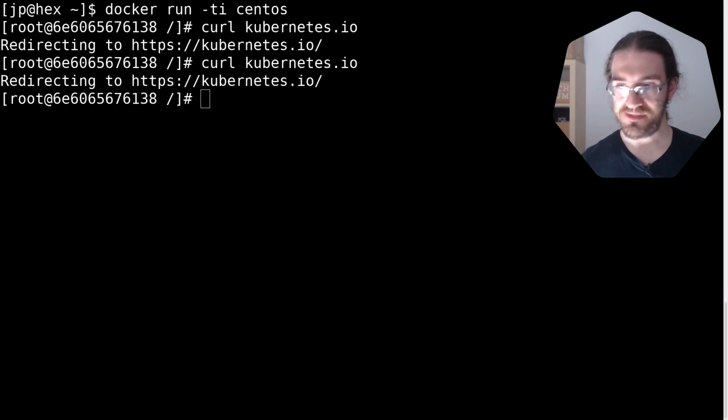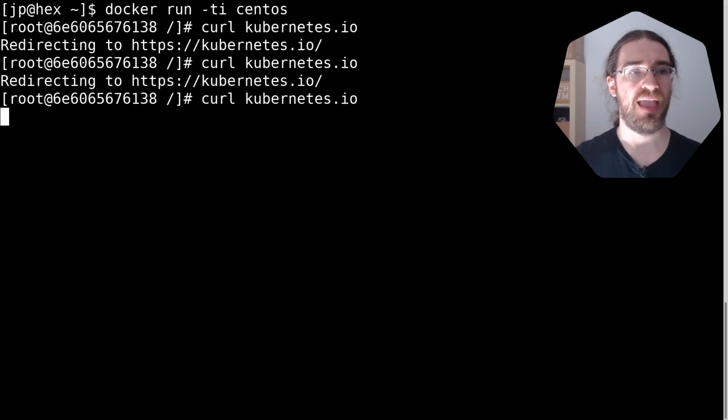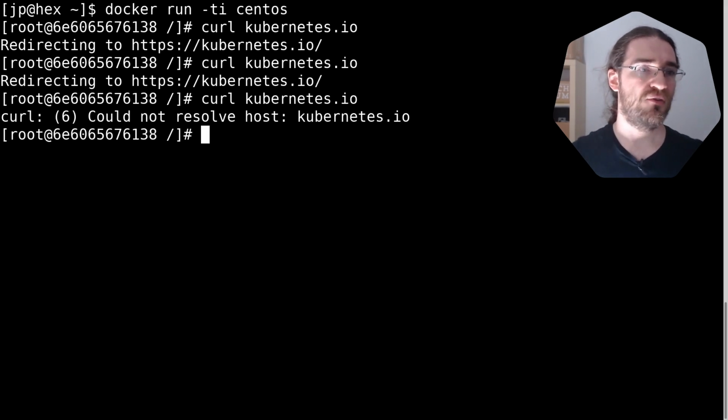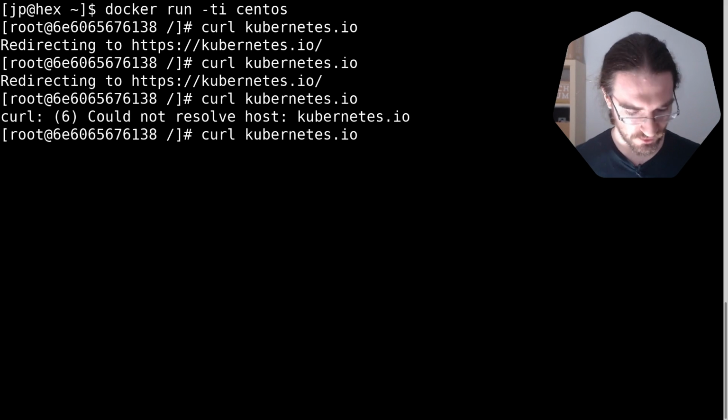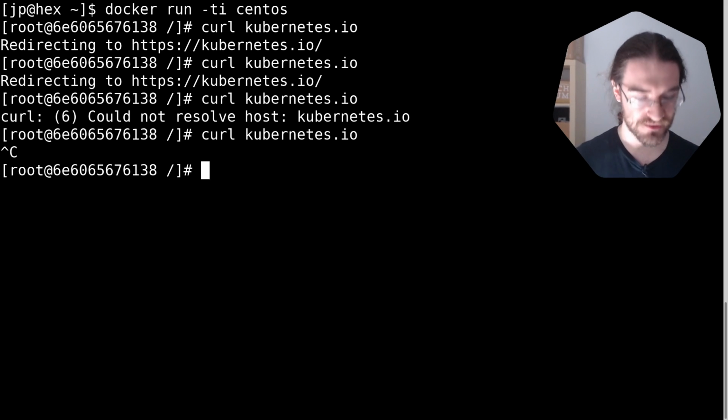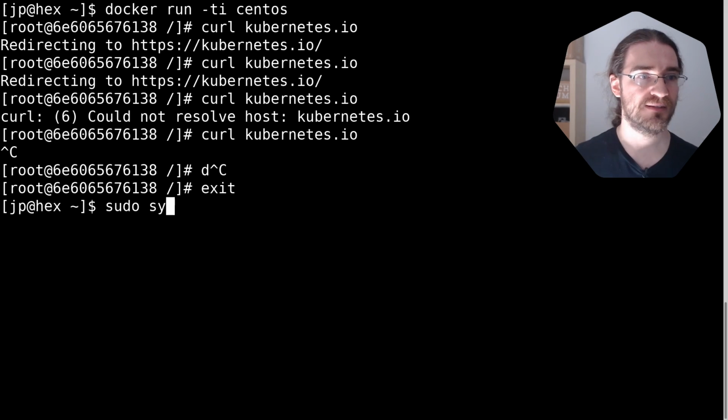So what happens is that at some point, suddenly you try to use the network and it kind of doesn't work. And it seems to be timing out, like something's going to happen any moment now. There you go, could not resolve host Kubernetes.io. So it has to be DNS because it's always DNS, right? Except this time, this is the only one time in the whole history of computer science where it's not about DNS.